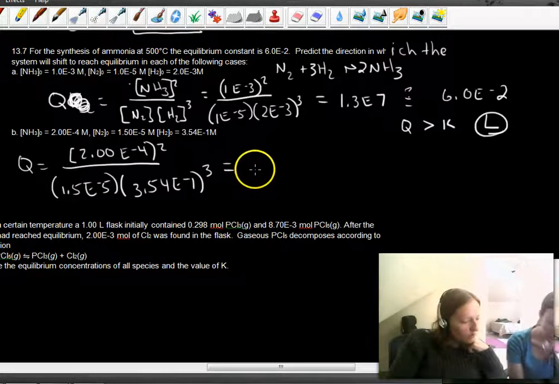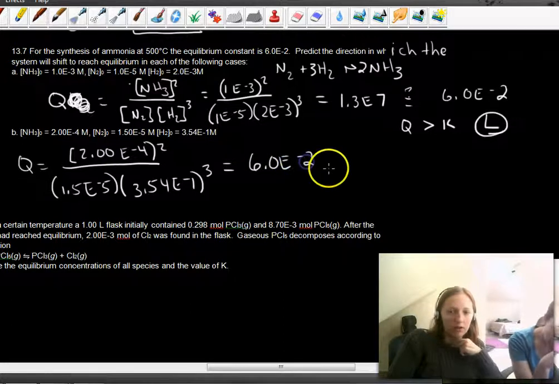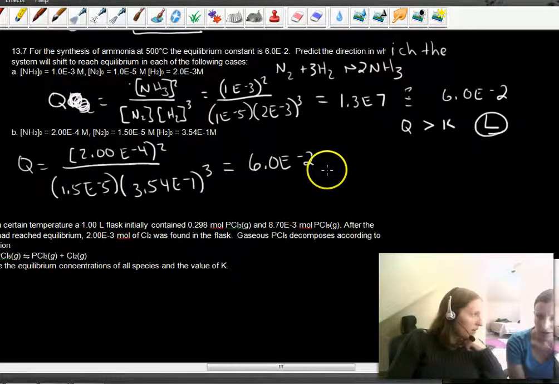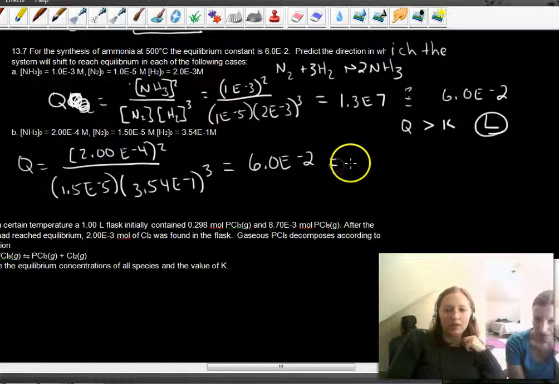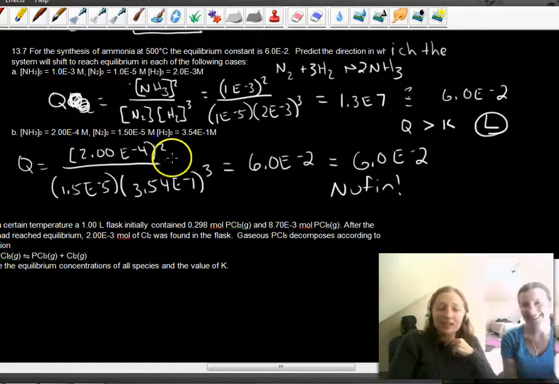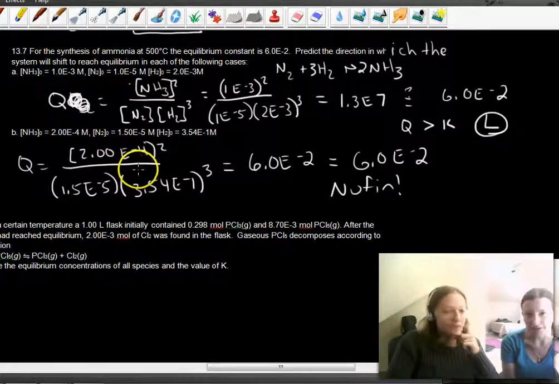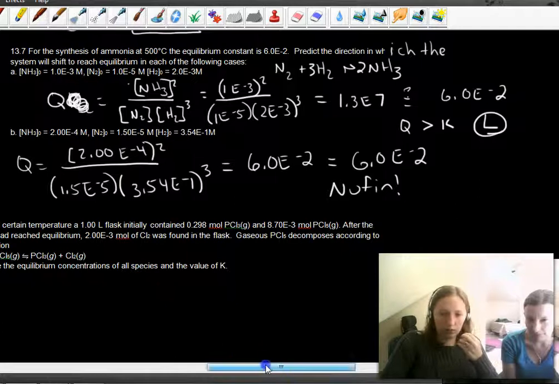And you get, which one is this? The 2, is it? I get 6.0 e to the negative 2. It's the same number. So again, we accidentally put in precisely the correct amounts to already be at equilibrium. It's not going anywhere. Pretty amazing, I know, right? And for C, we will do that in class.